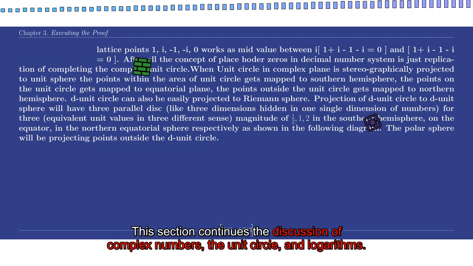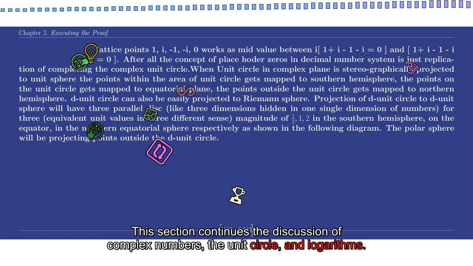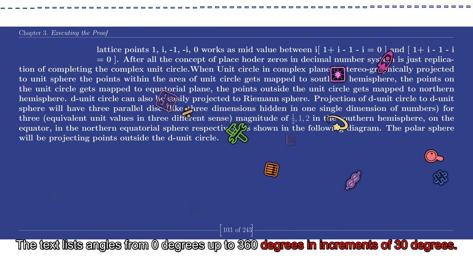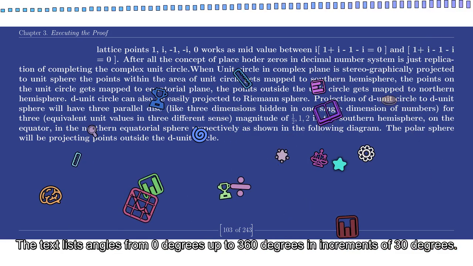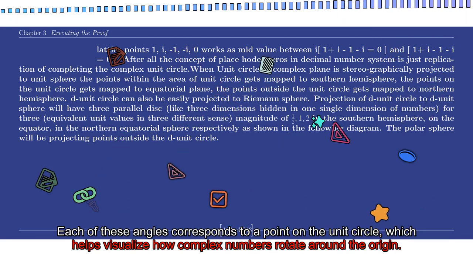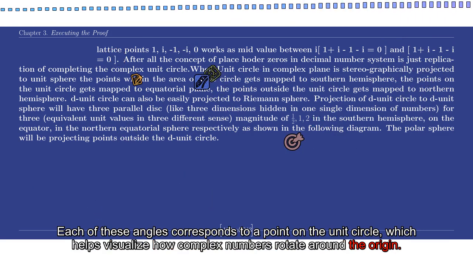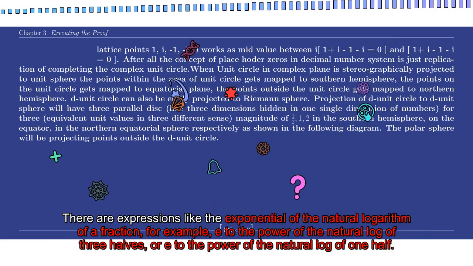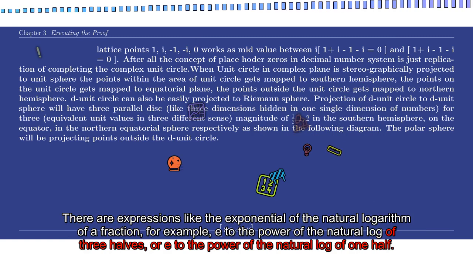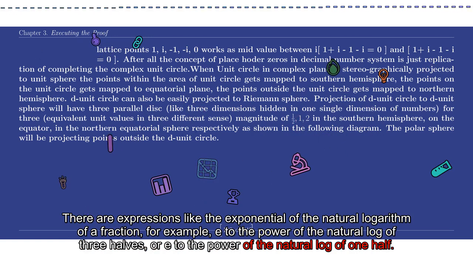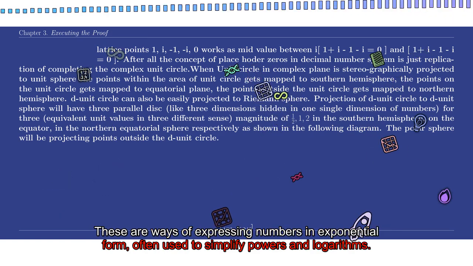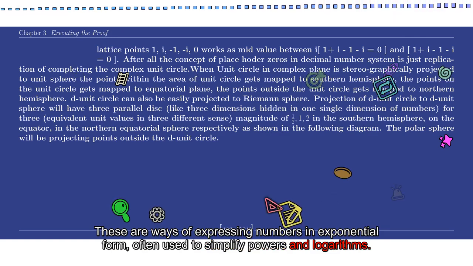This section continues the discussion of complex numbers, the unit circle, and logarithms. The text lists angles from 0 degrees up to 360 degrees in increments of 30 degrees. Each of these angles corresponds to a point on the unit circle, which helps visualize how complex numbers rotate around the origin. There are expressions like the exponential of the natural logarithm of a fraction, for example, e to the power of the natural log of 3 halves, or e to the power of the natural log of 1/2. These are ways of expressing numbers in exponential form, often used to simplify powers and logarithms.